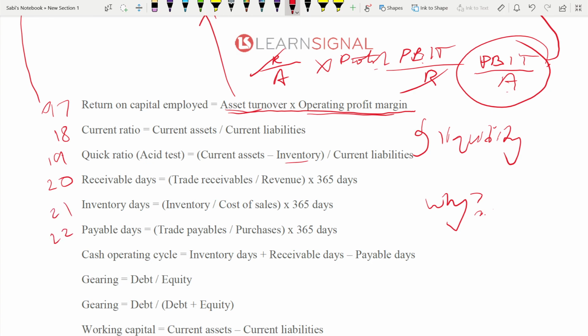20, 21, 22. Receivable day, inventory day, payable day. These are in days, so you have to multiply all this by 365 days. Trade receivable divided by revenue. Inventory divided by cost of sales. Trade payables divided by purchases. Sometimes they might not give you the purchases. Then you have to take cost of sales here. Most of the time it is cost of sales only you have to take. But revenue and cost of sales will be given to you. Okay.